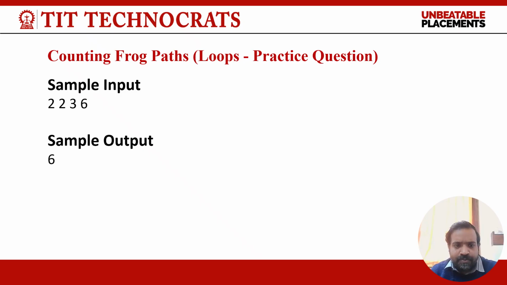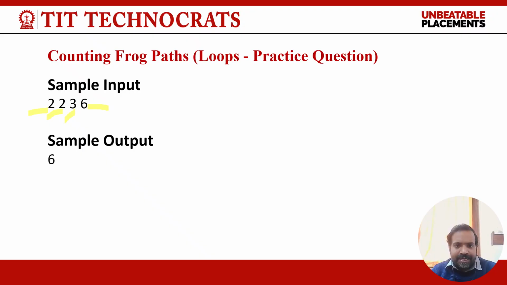This is a sample input: 2 2 3 6. Here 2 represents the x-axis coordinate, the next 2 the y-axis coordinate, 3 will be the side of the square, and 6 means after 6 seconds we have to count how many total positions there can be where the frog can lie. The output for this particular input will be 6.